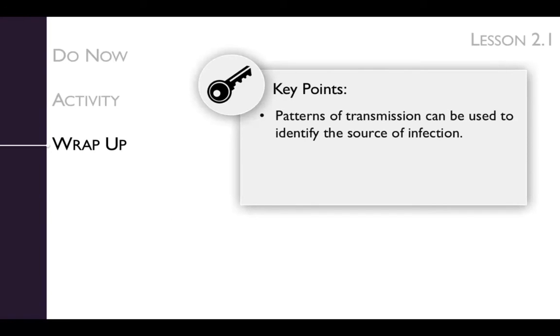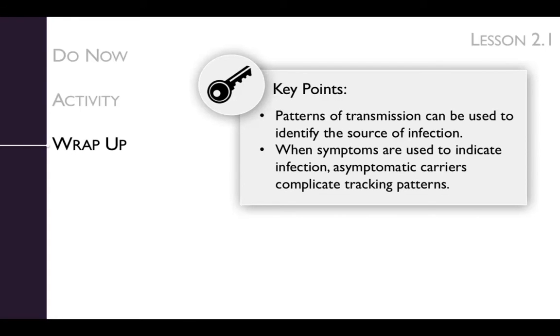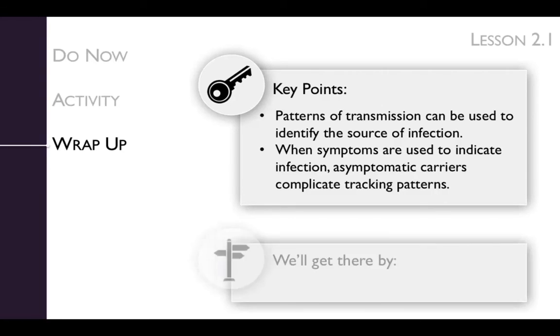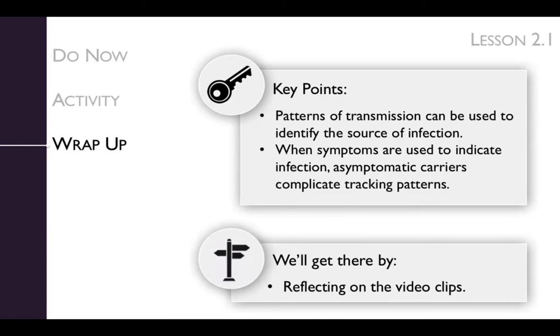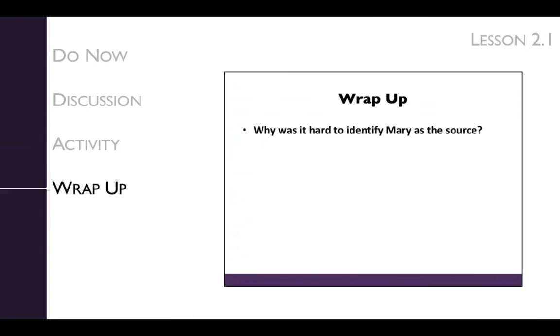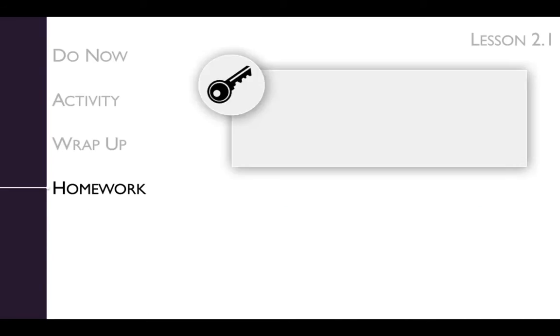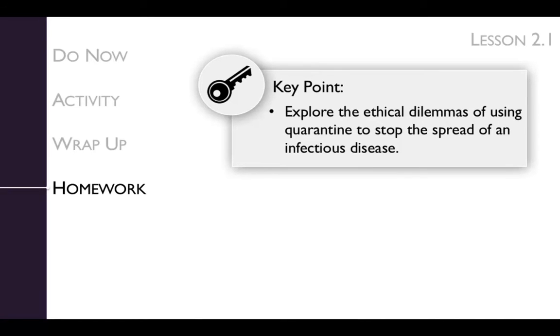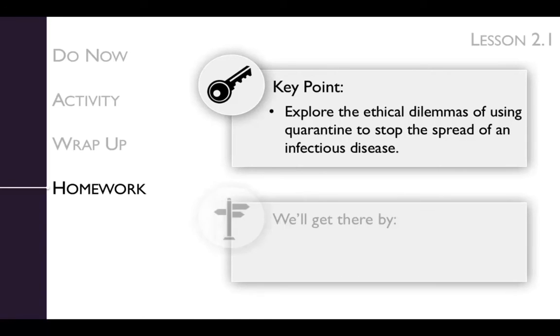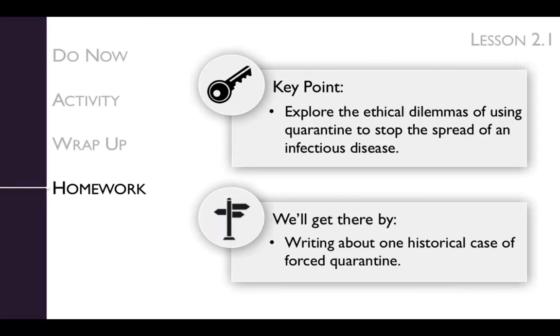The key points of the wrap-up are that patterns of transmission can be used to identify the source of infection, and when symptoms are used to indicate infection, asymptomatic carriers complicate tracking patterns. We'll get there by having students reflect on the video clips and considering the question, why was it hard to identify Mary as the source? The key point of the lesson's homework is to explore the ethical dilemmas of using quarantine to stop the spread of an infectious disease. We'll get there by having students write about one historical case of forced quarantine.